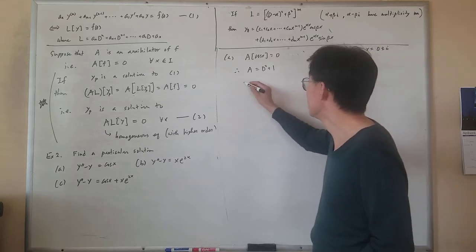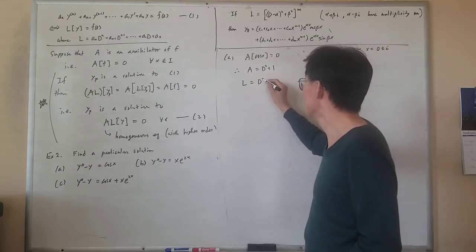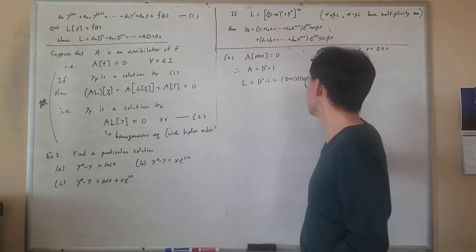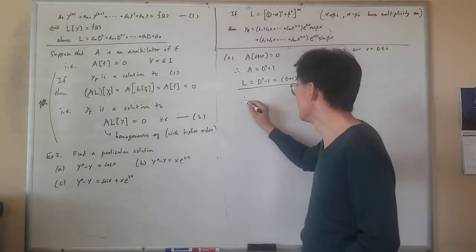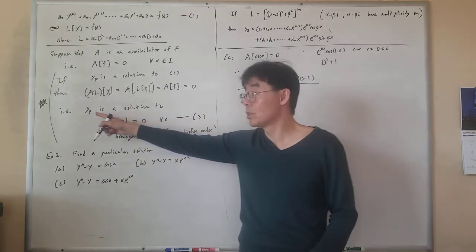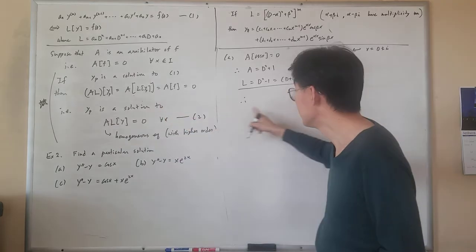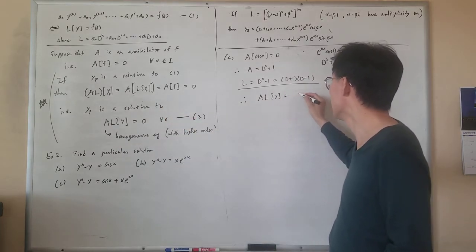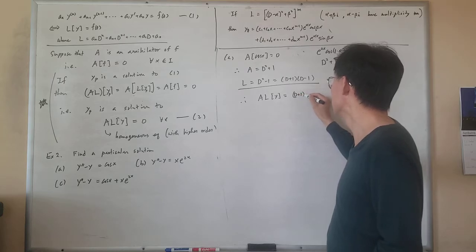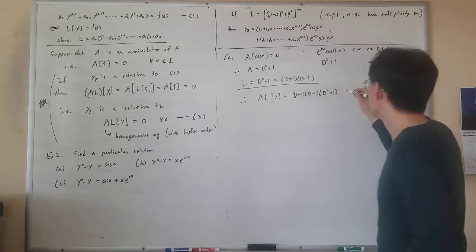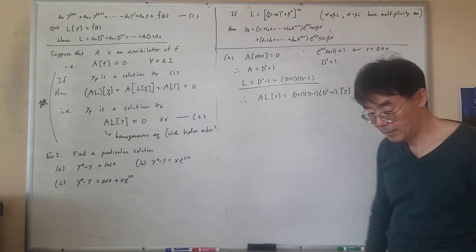And your L is d squared minus 1, that is d plus 1, d minus 1, obviously. So our bigger homogeneous equation, of which our particular solution is a solution, will be A L of y, which is d plus 1, d minus 1, d squared plus 1 of y.